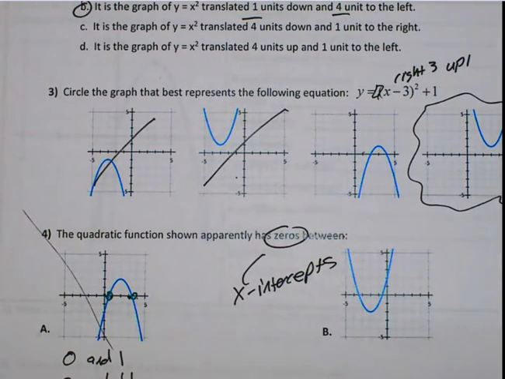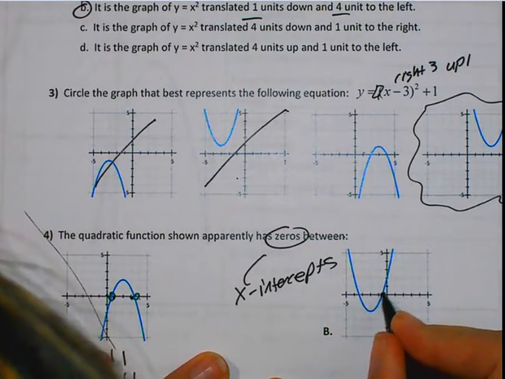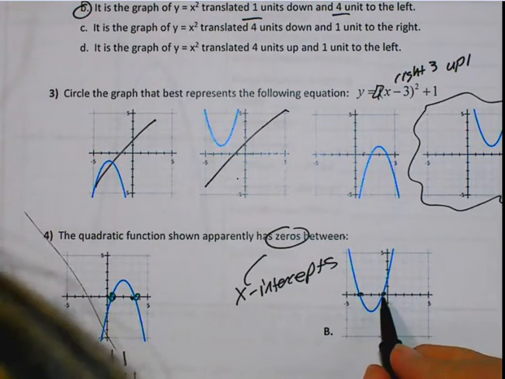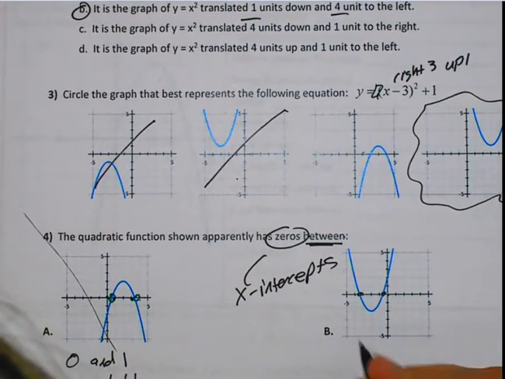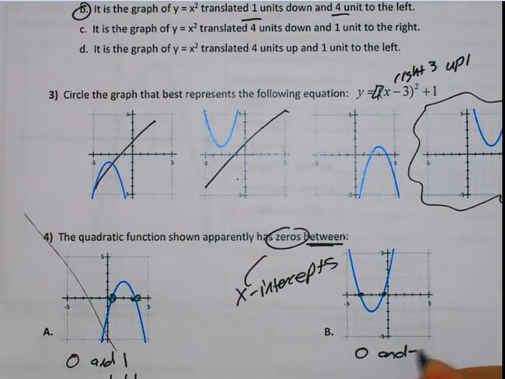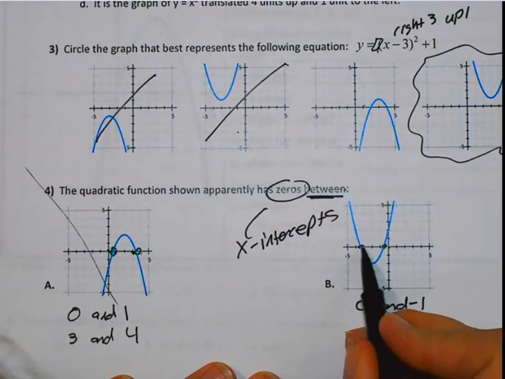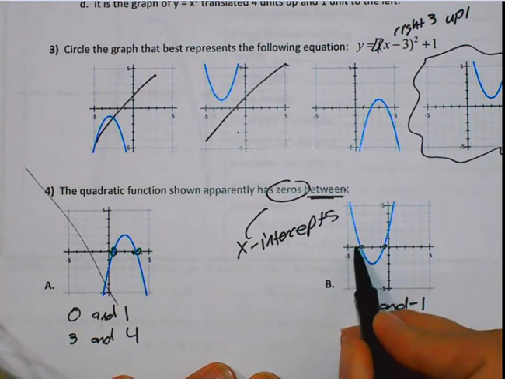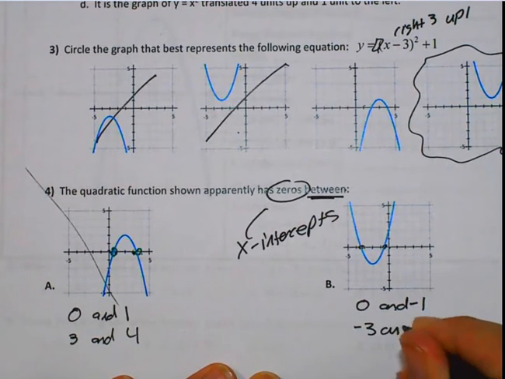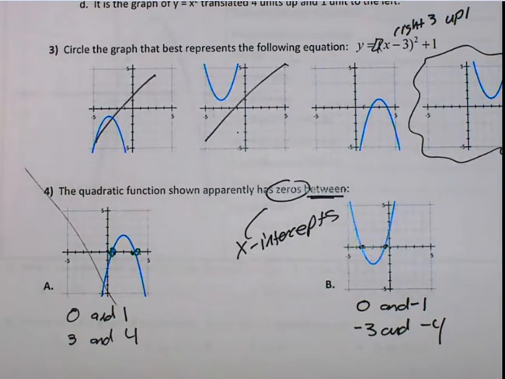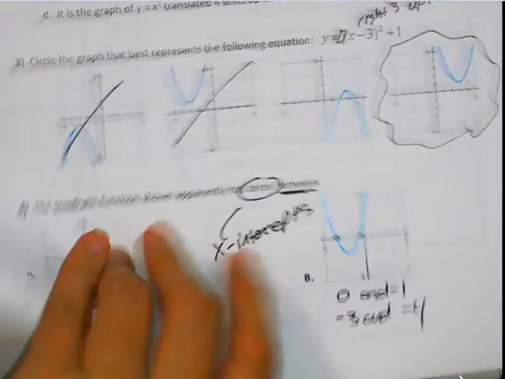Okay, and then the last question on this page, which is the same, the zeros. So I have a zero right here and right here. Because it wants to know what it's between, this zero is between 0 and -1. And then the next one is between -3 and -4. Okay, so be careful, read the question and what exactly it's asking you. Let's look at the next one.